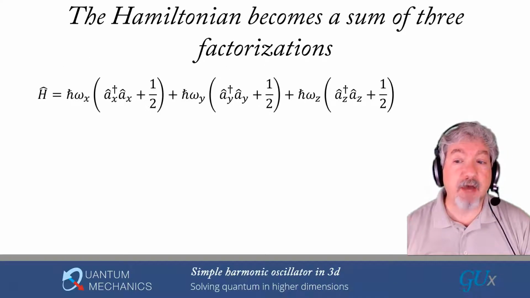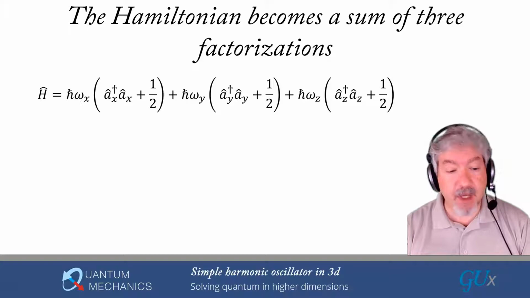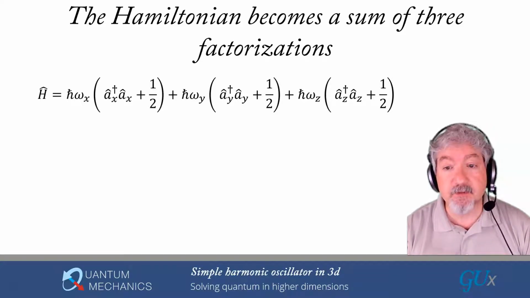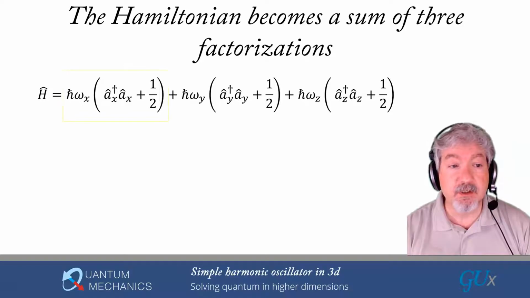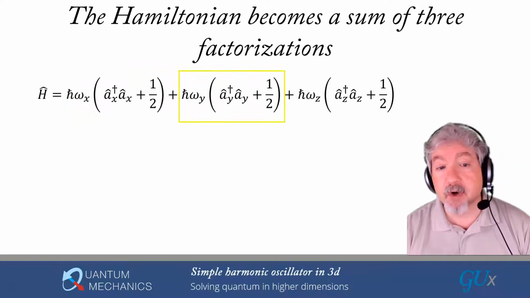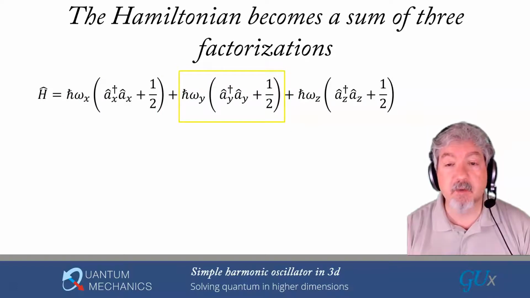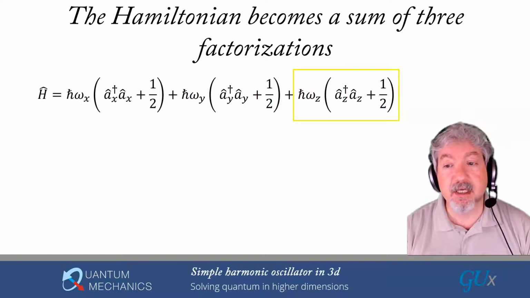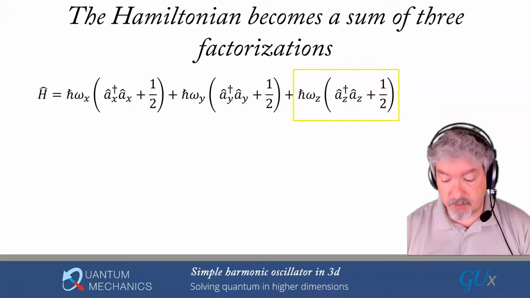All right, so after I've introduced those ladder operators, I can factorize the Hamiltonian. And here's the factorization. It's just the sum of the three factorizations for the different dimensions: h bar omega x (a dagger x ax plus a half), h bar omega y (a dagger y ay plus a half), and h bar omega z (a dagger z az plus a half). That's all there is to it.